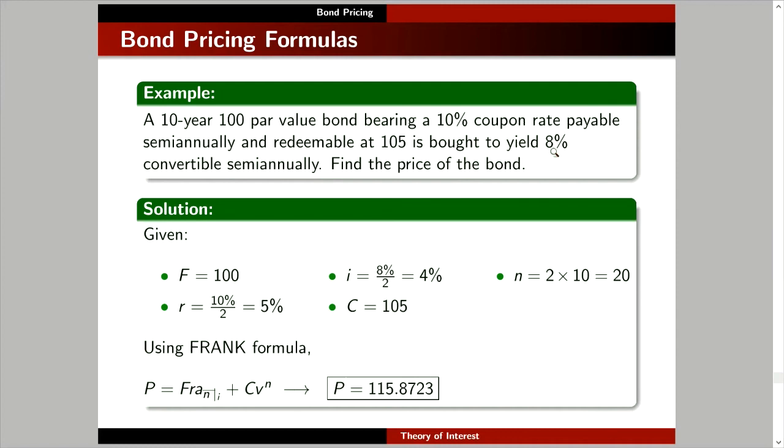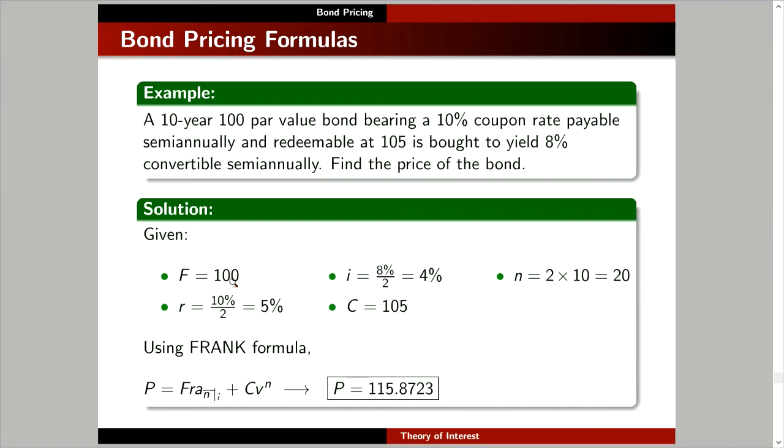So, again, let me interpret this value. What do you mean by 115.8723? Ibig sabihin nito, if you are the investor, you are the buyer of the bond. Ibig sabihin, binili mo yung bond at this price, at 115.8723. Yan yung nilabas mong pera. Ang kapalit ng investment na yan sa bond ay makakatanggap ka every 6-month period ng 5% of 100. Ano yung 5% ng 100? It's 5 units.